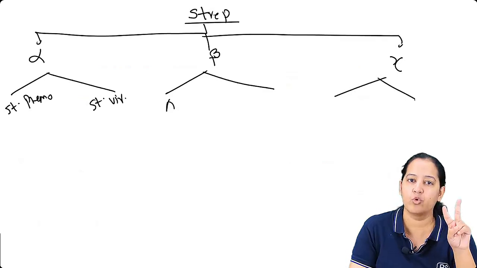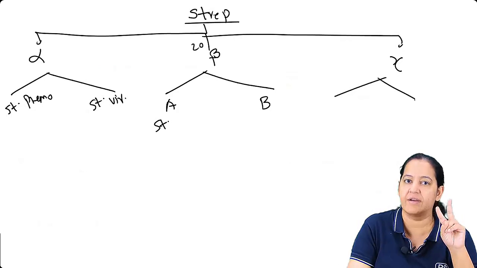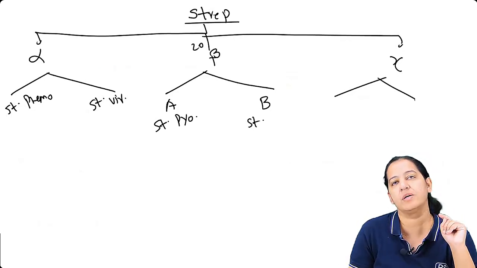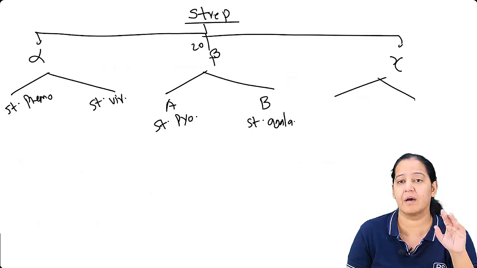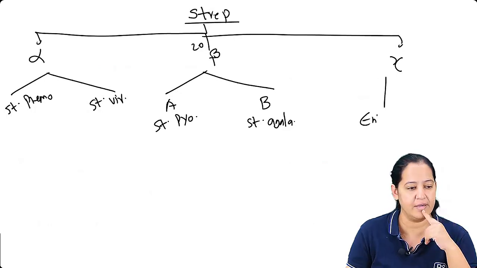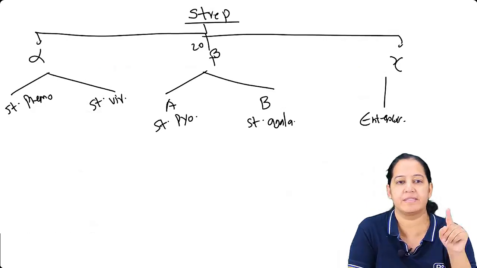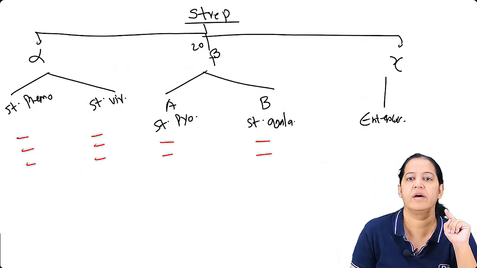Here we have 2 beta, group A and group B. Group A is Streptococcus; there are 20, but we are studying 2: Streptococcus pyogenes and Streptococcus agalactiae. If I'm making some mistake, please tell me. Gamma is only one, I'm sorry, by mistake I said 2. Enterococcus. Okay? Tell me the unique properties: 3 here, 3 here, 2 here, 2 here, 2 here.